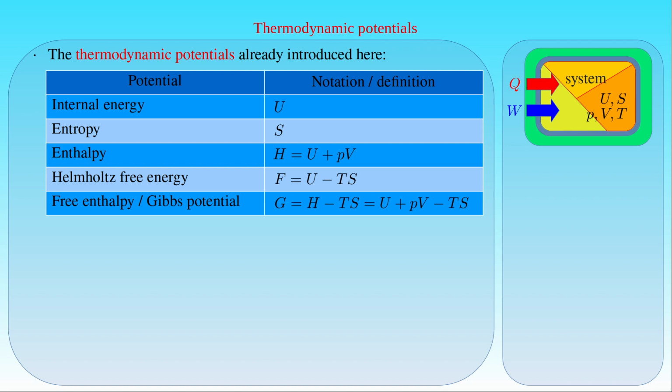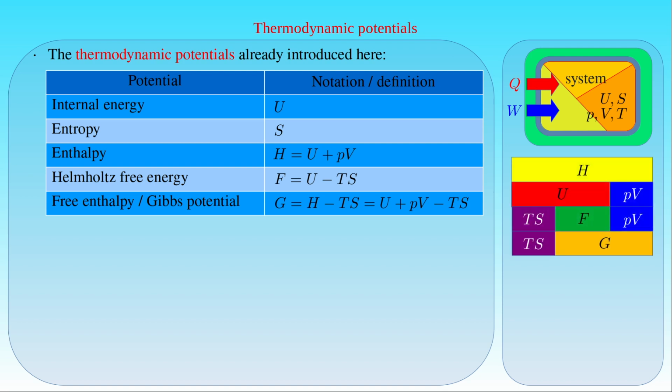The free enthalpy or the Gibbs potential G of a thermodynamic system is defined by the difference between its enthalpy H and the product of its temperature T and entropy S, which is equal to the internal energy U, plus the pressure P times the volume V, minus the temperature T times the entropy S. The relationships between the different thermodynamic potentials are illustrated in this figure.